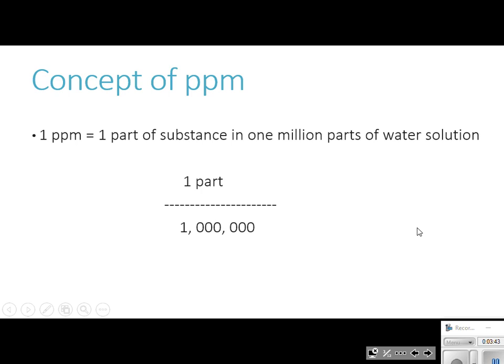One part per million is equal to 1 part of a substance in 1 million parts of a water solution. So 1 million water solution parts, 1 part. Now, I've got this little jug up here, okay?